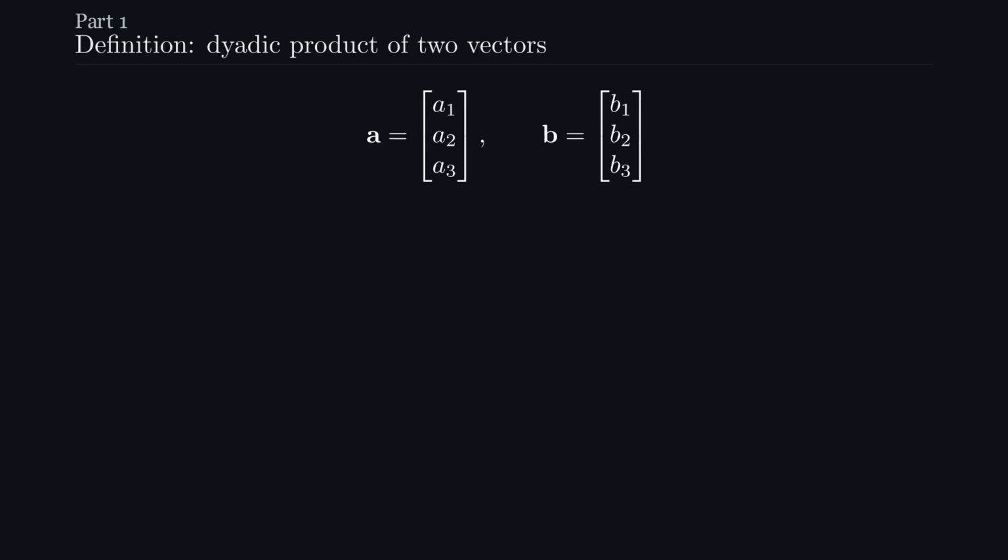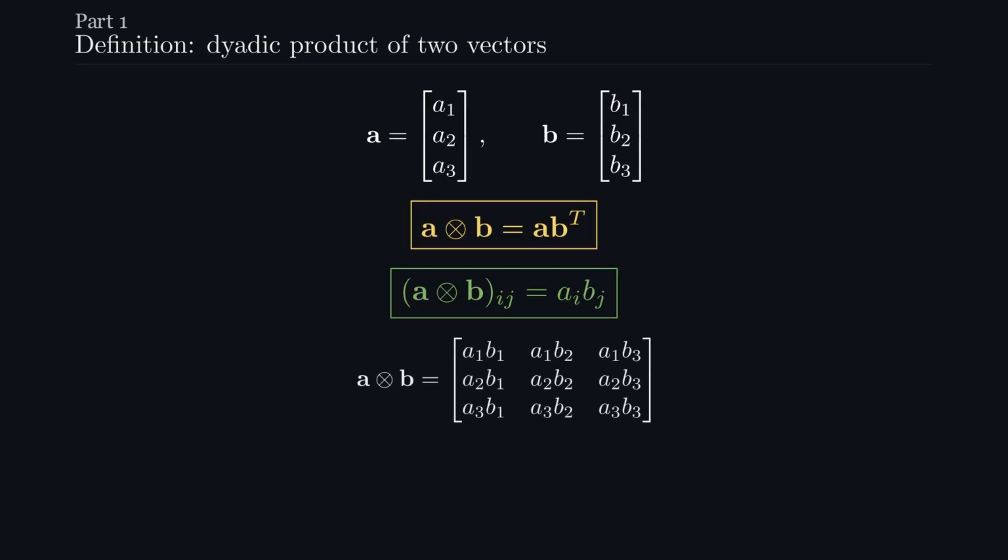The dyadic product of two vectors is written as the tensor product A ⊗ B. It is the same as the column vector A multiplied by the row vector B transpose. In indicial notation, its ij component is a_i times b_j. Both indices remain free, so the result is a second-order tensor.